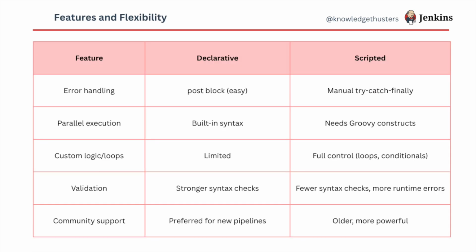So if we compare some features, regarding error handling, declarative has a post block, so whichever error you get, you can handle it in that block. In scripted you need to do manual try catch.